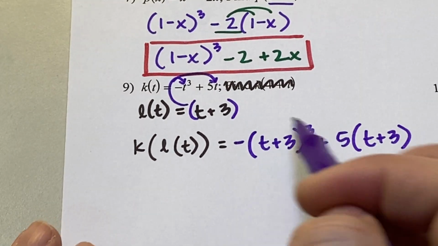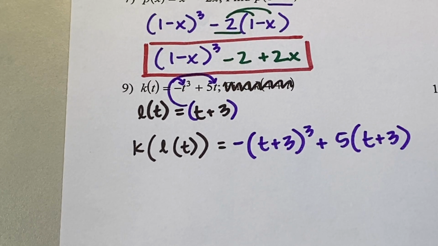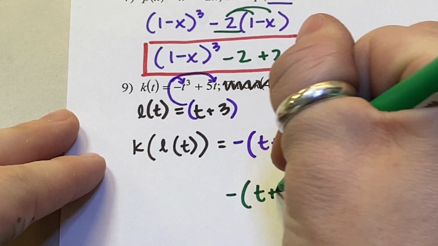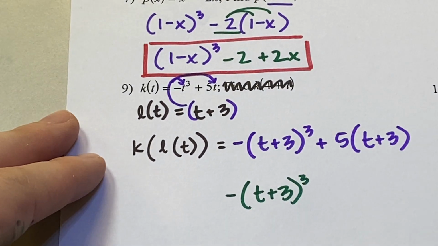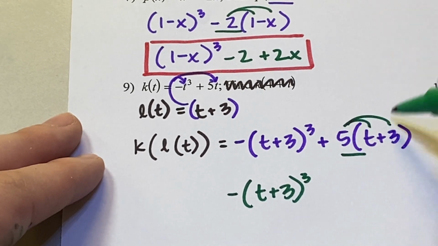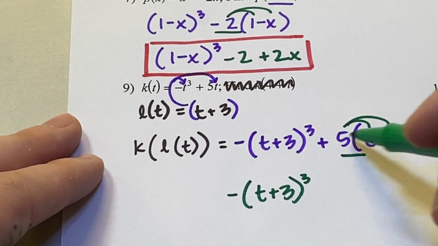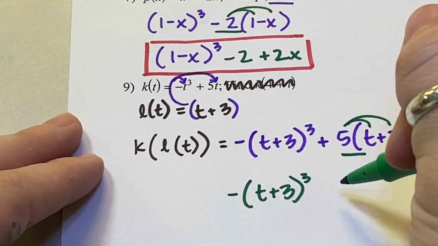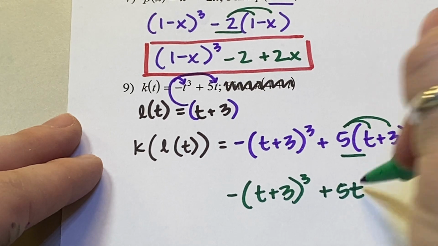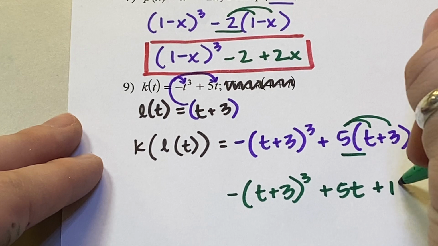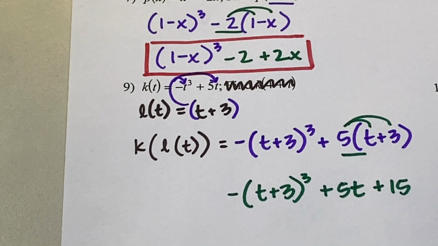I'm going to be lazy here since that's a third power. I don't feel like multiplying that out three times. So let's just leave this as negative t plus 3 cubed, even though we know it's not fully simplified. That's fine. Let's go ahead and distribute here, though. Let's do a little simplifying, right? What is 5 times t going to turn into? 5t. And what's 5 times 3 going to turn into? 15. Now, we know that's not fully simplified, but close enough, right?